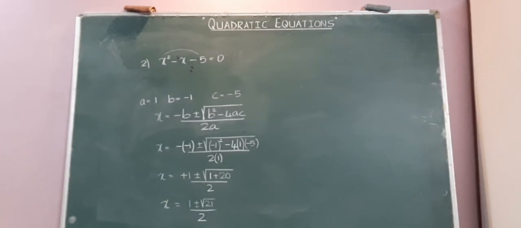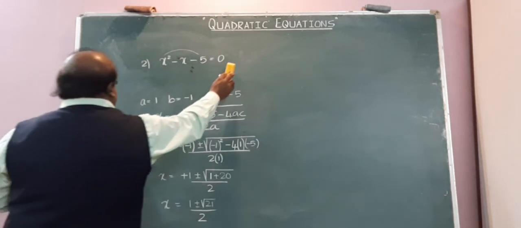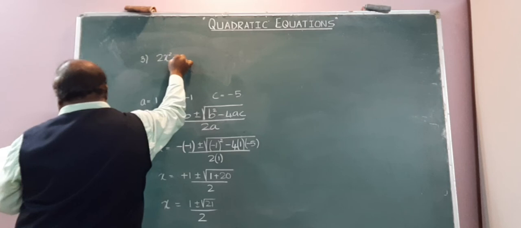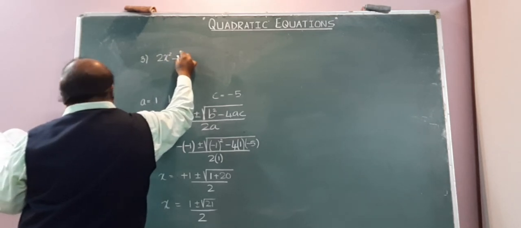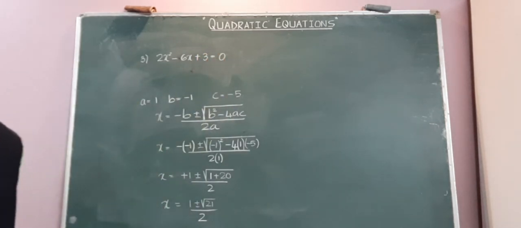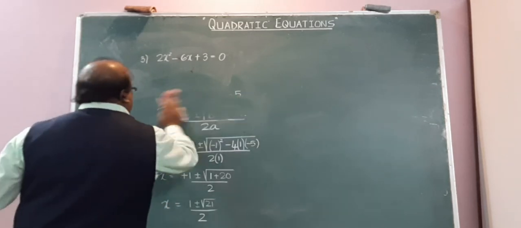Take the second sum. Solve by using the formula. Solve the following quadratic equation by using the formula. Third one. 2x squared minus 6x plus 3 is equal to 0. Solve the following using formula method.